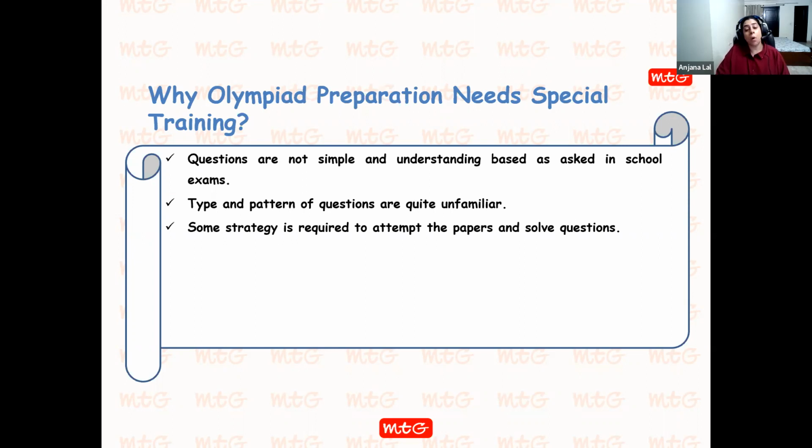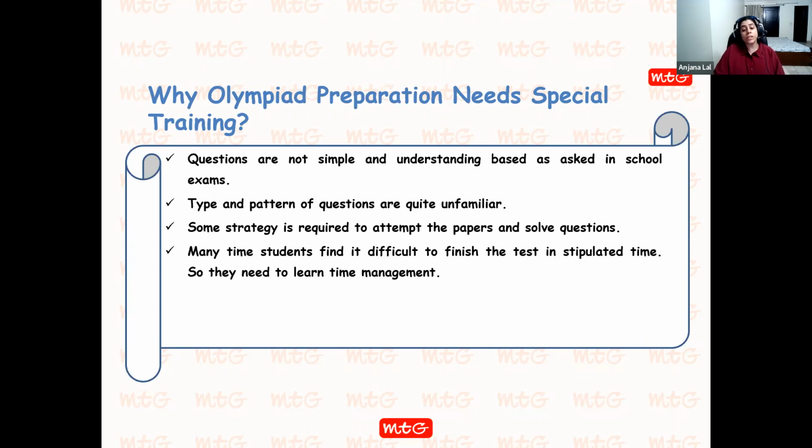Some strategies are required to attempt the papers and solve questions. As these questions are not just straight and direct questions as in the school exams, children need to have a certain strategy to look at the problem, identify the data and the hidden facts, and then come out with their solution.